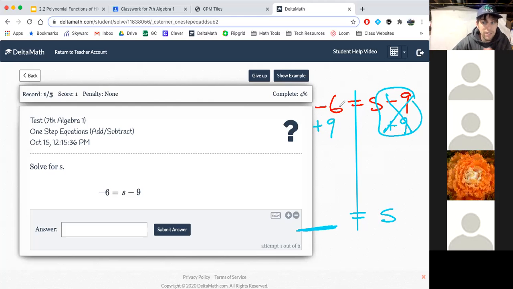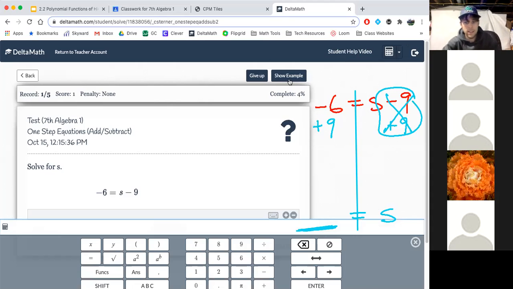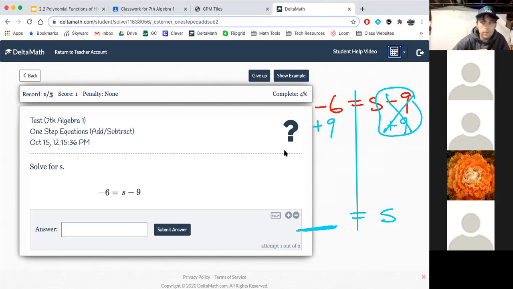Now I have -6 plus 9. This is a situation where we could use a calculator. We could go ahead and open up the calculator and type that in, -6 plus 9. Or we could go to the algebra tiles, whatever's more comfortable for us. I can see right here that it's 3. Let me close that. When I add those together, I got 3. So S is equal to 3.